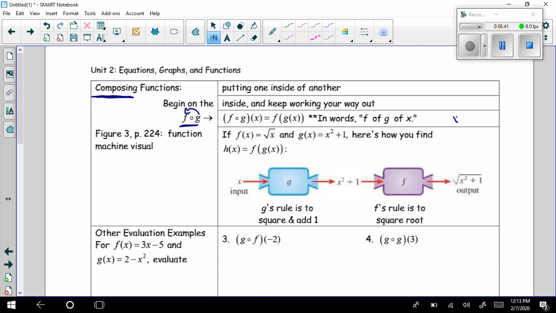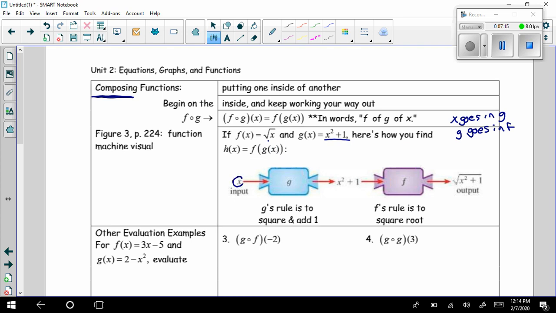So x goes in g, goes in f. All right, so fog is different than gof, but it doesn't matter how you notate this. Again, we're going to work from the inside out as far as how we substitute. All right. So we have f is the square root of x, g is x squared plus 1, and we want to find g of f of x.